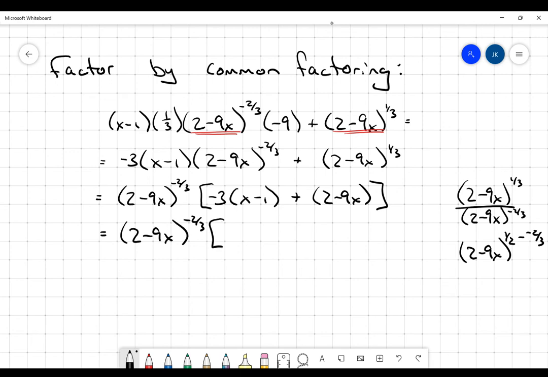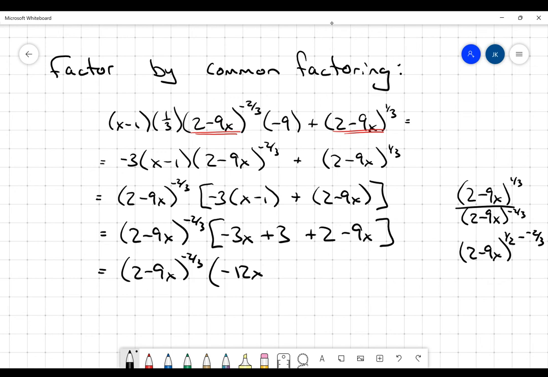Now we'll just expand this out here. We'll get -3x plus 3 plus 2 minus 9x. I put that all together, 2 minus 9x to the -2/3. What do we got here? -3x minus 9x, so -12x. 3 plus 2 is 5.